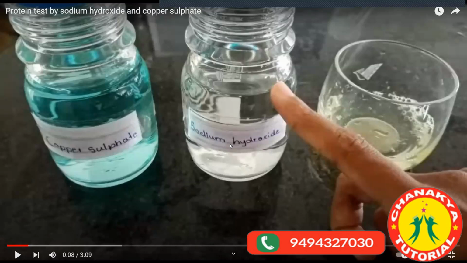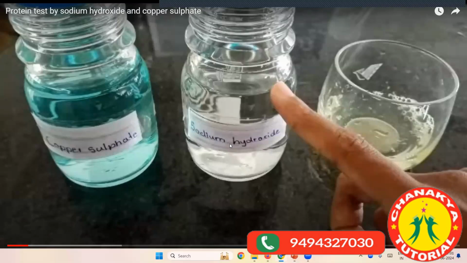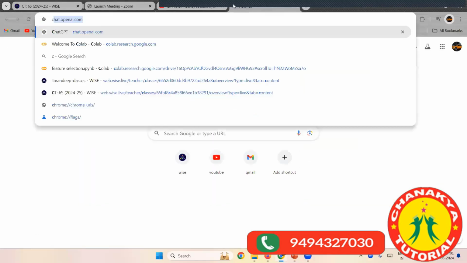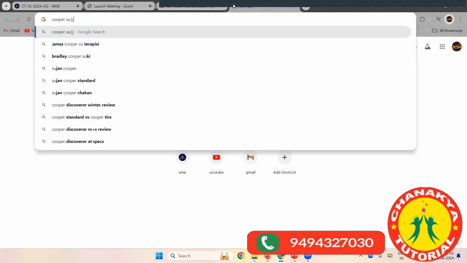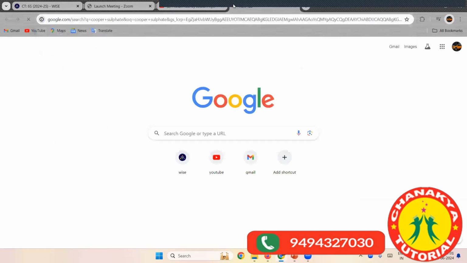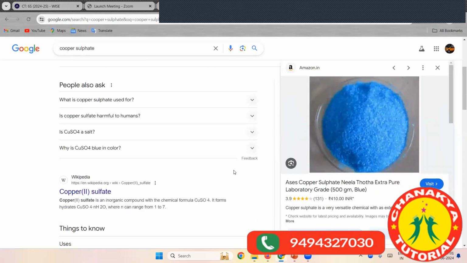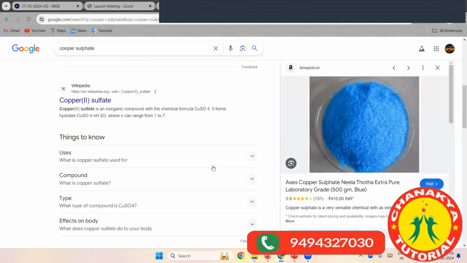Ma'am, is the copper sulfate in liquid form? Copper sulfate is actually a salt. It's a blue color salt, an inorganic sulfate with copper. But this salt has been made into a solution. Maybe they would have added some water and made the solution.